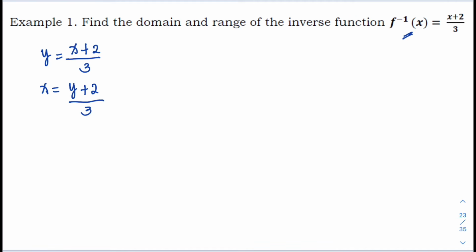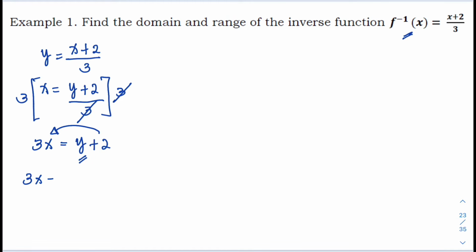Okay? Then, solve for y. Multiply natin both sides of the equation by 3. So, maka-cancel out natin to. We have 3x equals y plus 2. Okay? So, isolate natin si y. So, pwede nating ilipat si 2 sa left side ng ating equation. So, meron tayong 3x minus 2 equals y.